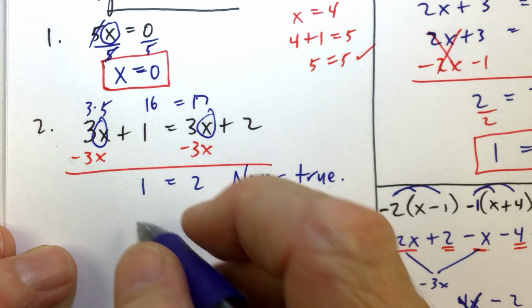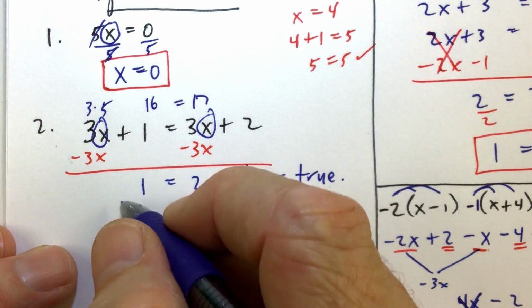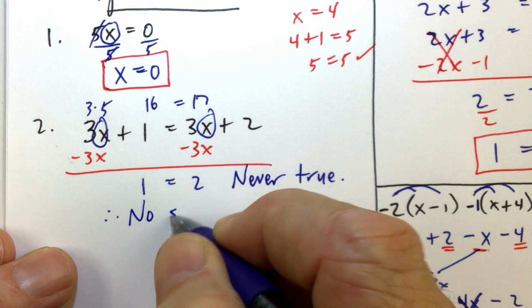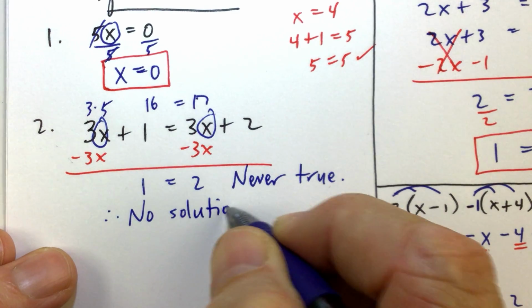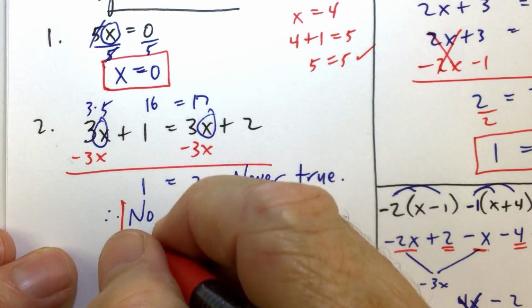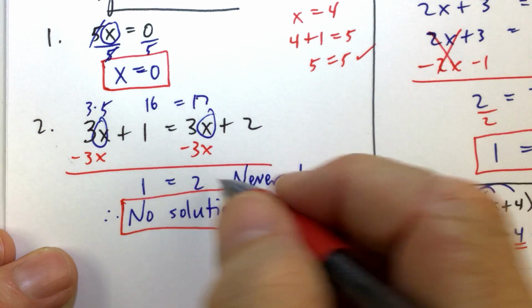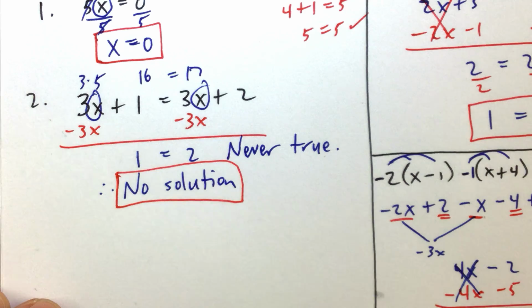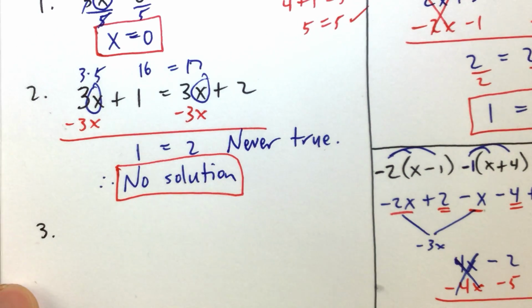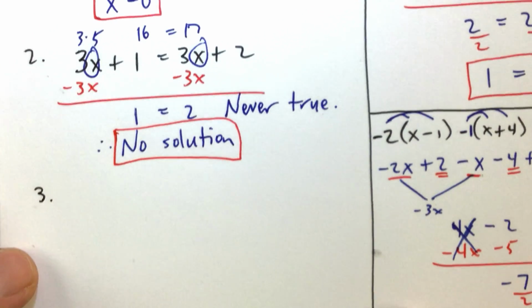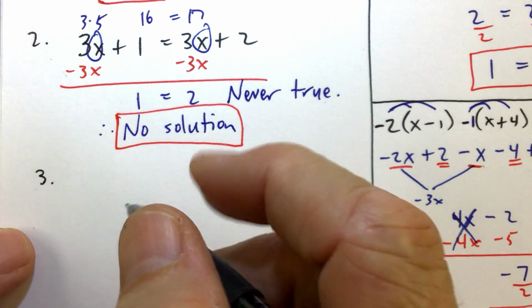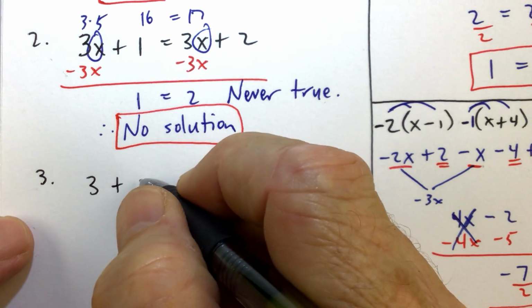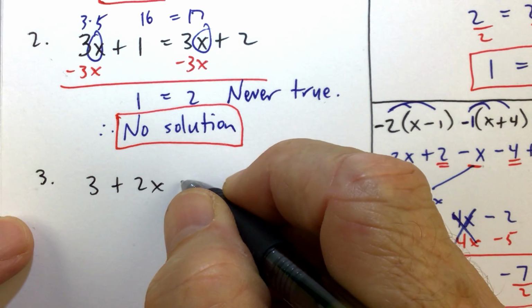And if you get a statement that's never true, you would conclude, with those 3 dots meaning therefore, that there is no solution to this equation. No way can you solve the equation because it's never going to be true. And remember, when we solve an equation, we're trying to find all the real numbers that make it true. So if we can't find any real numbers that make it true, then there are no real numbers that make it true: no solution.